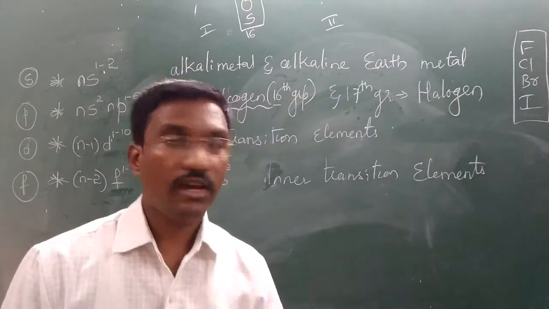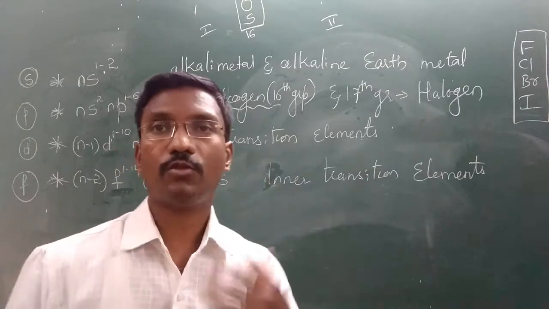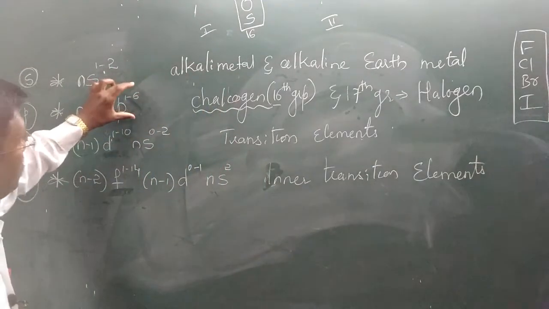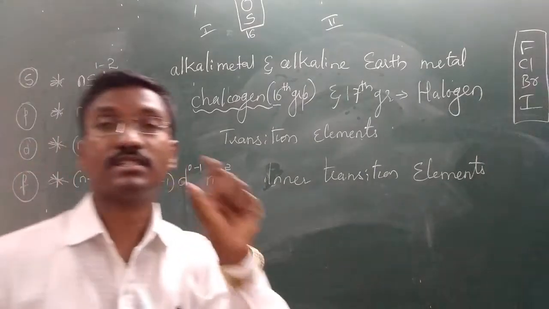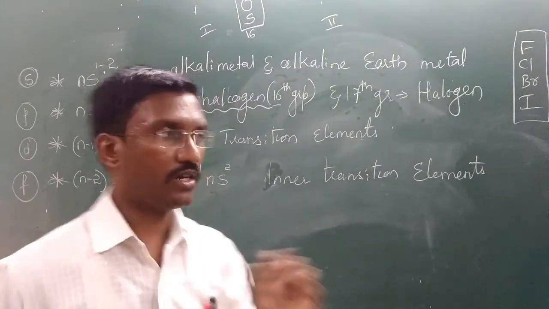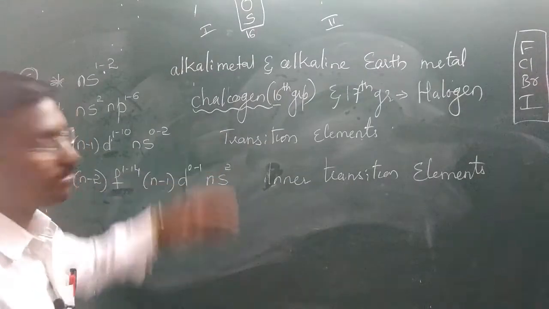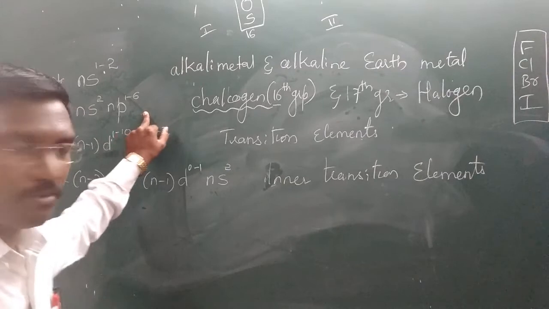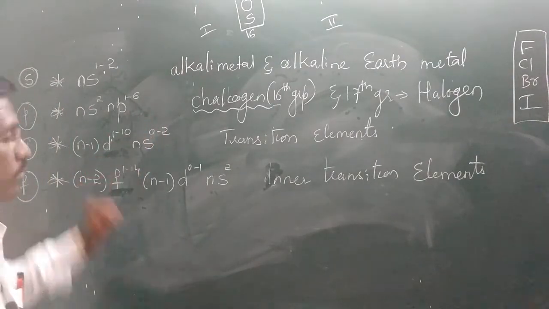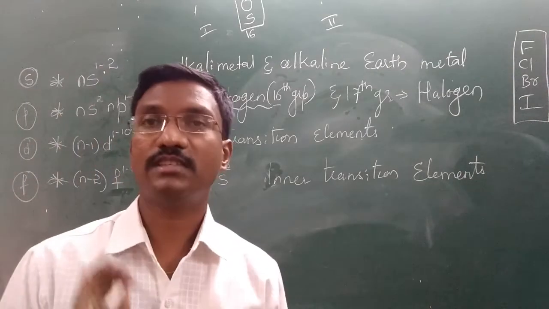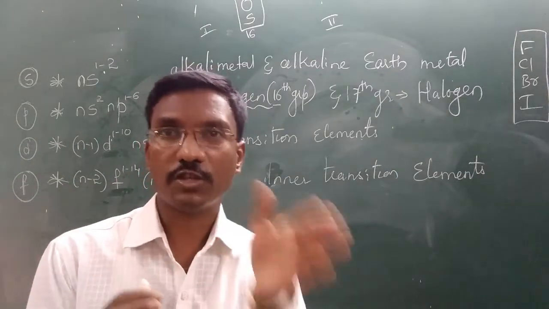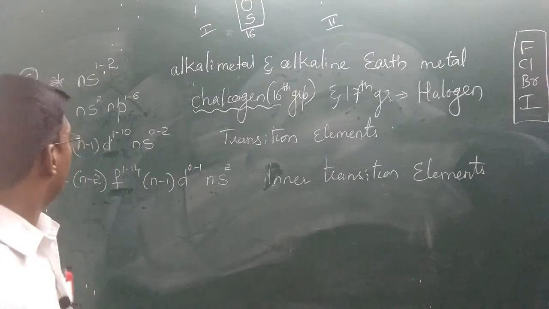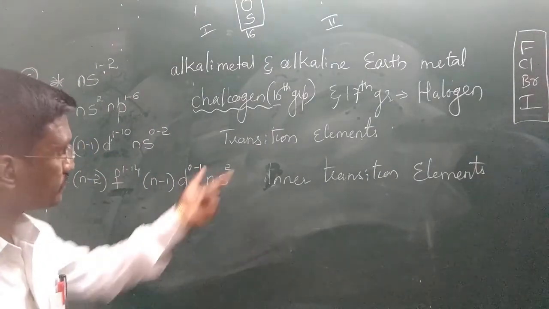Are you getting my point? This chapter will continue even in second PUC. In first PUC, in P block, you are going to study only some portion, some P block elements. In second PUC the same portion will be continued, and you are going to study the remaining P block elements, and D and F block elements together. Means the portion is divided between first PUC and second PUC. Is it okay?